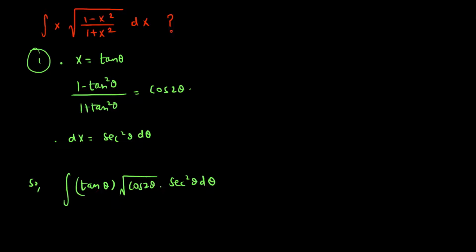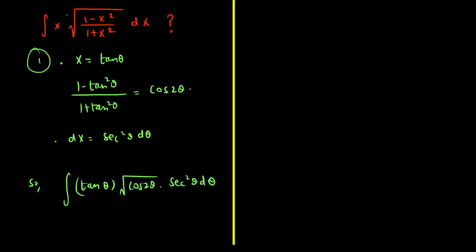But after reaching here, I was kind of not sure how to proceed, because this is a radical, right? And I need to take this cos 2 theta out of this radical, which I do not think is that easy. That's why I thought of another method, which is pretty straightforward, a really simple substitution which we have to use out here, and pretty much intuitive as well.